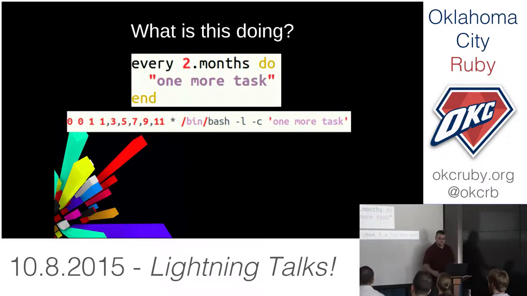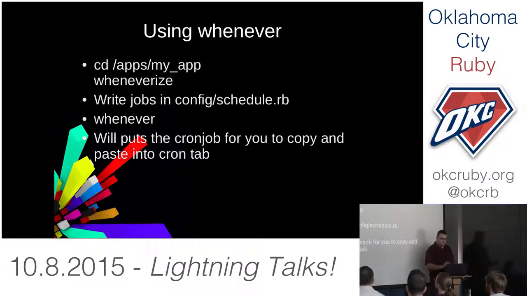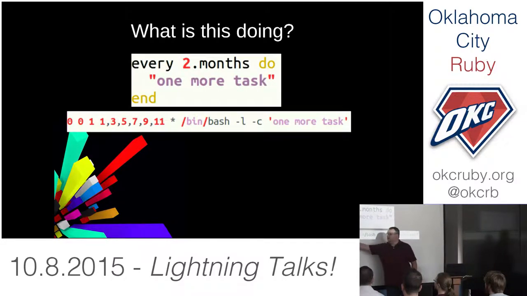I didn't write it. Sorry, it's a gem. Gem install whenever. It's a great, great gem you should have on any project where you're using Cron. If you install the gem and run whenever-ize, it builds a schedule.rb file in your Rails app. And you can go into that schedule.rb file and write this, every 2 months, and then go to your command line and run whenever, and it spits this out on the command line for you.